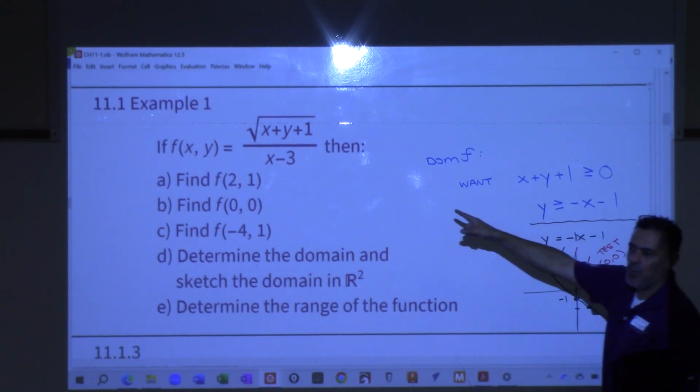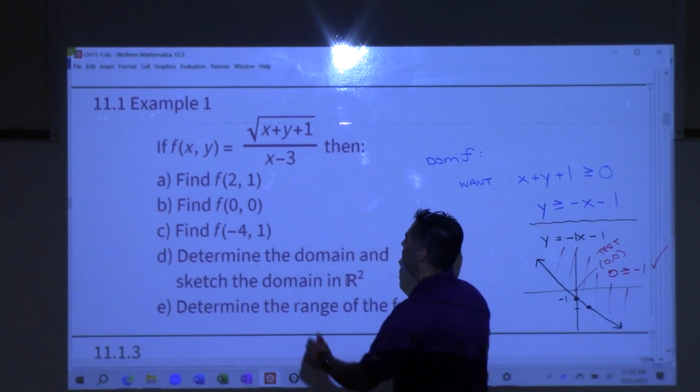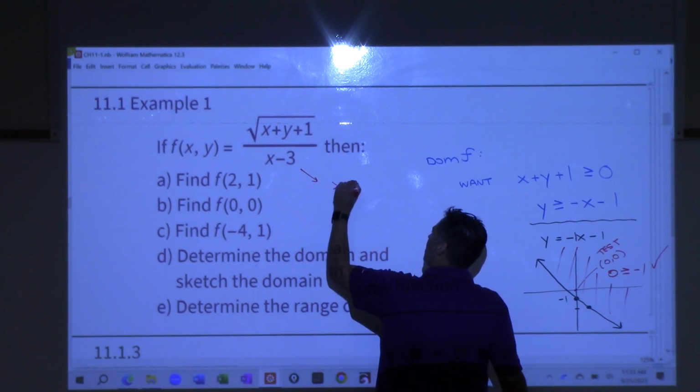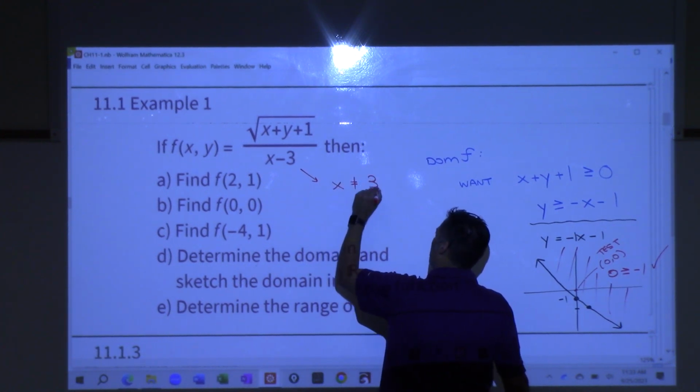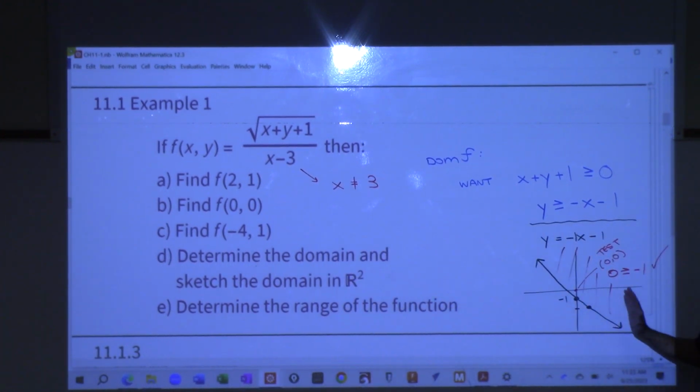There's a problem here as well, right? What does this tell you? X cannot be what? 3. What does that look like over here? What does x equals 3 look like here? X is the left and right, right? So it's x is 3.